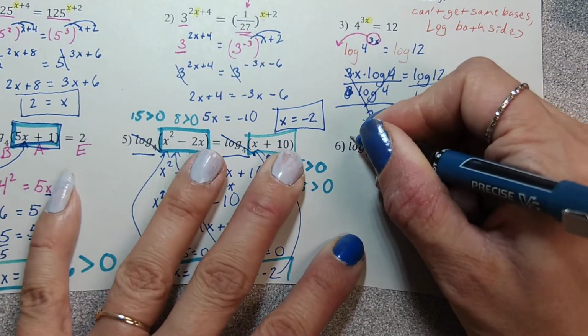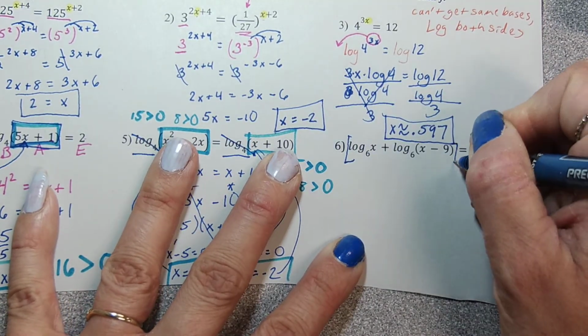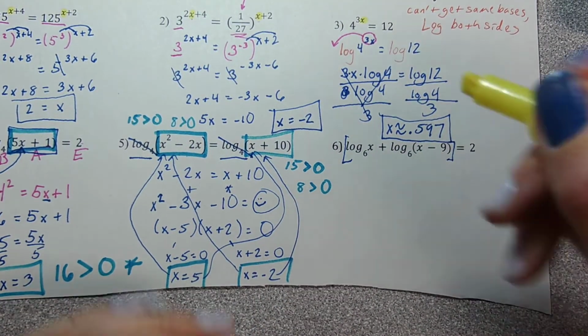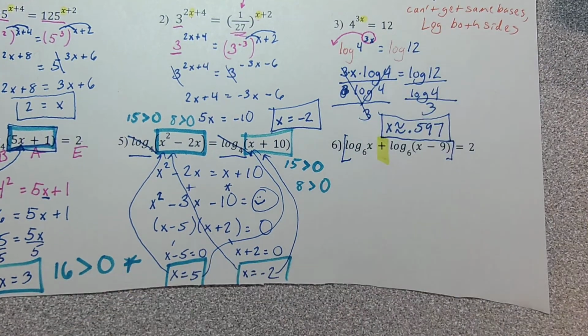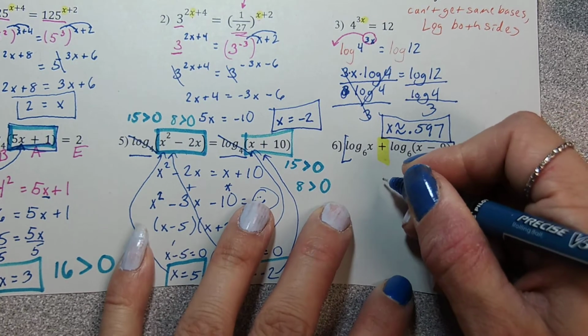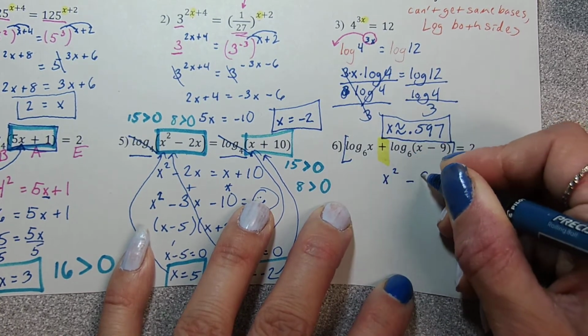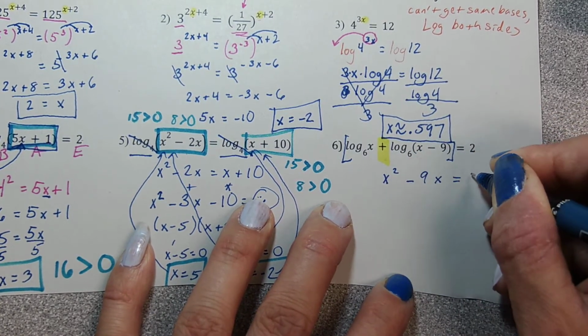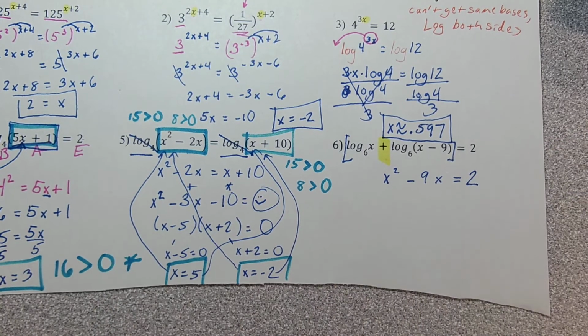So folks, how do I condense 2 logs that are separated by addition? What operation do I use to condense those? Multiplication. So x squared minus 9x equals 2. I have just made the biggest mistake that I see on the solving part of the test. Does anybody see what it is? What am I missing? The log.